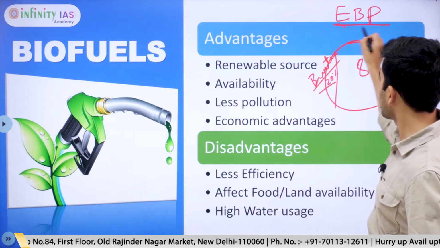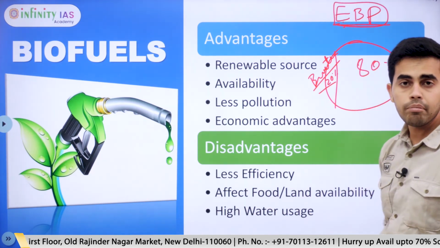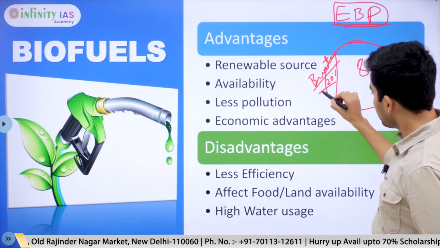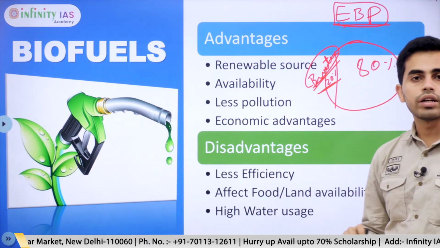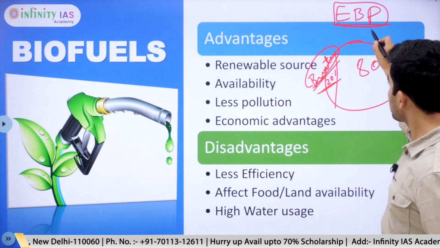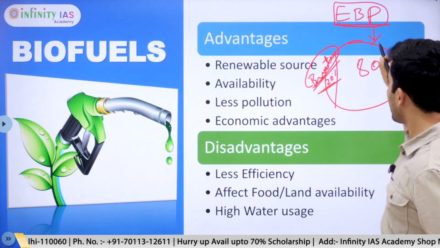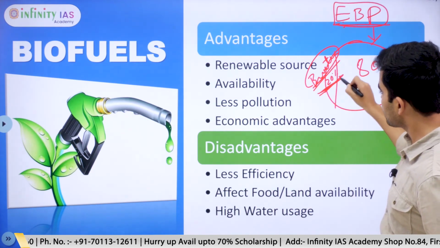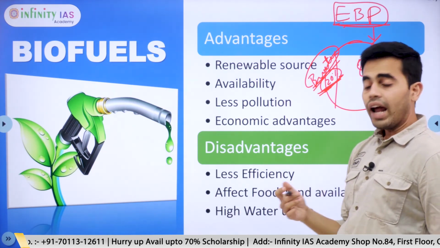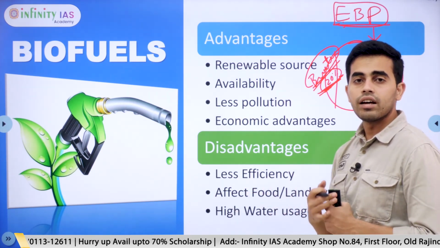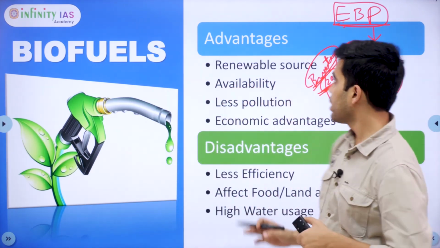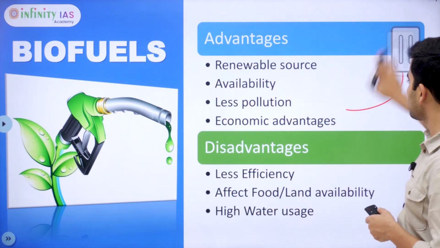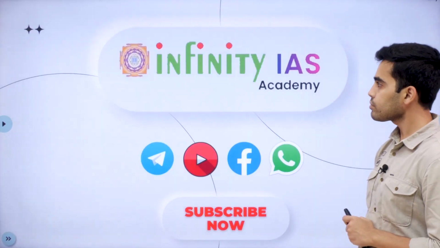So we have a program called the ethanol blending program, where we aim to introduce 20% of bioethanol in the petroleum products. Recently, the government has also increased this particular 20% target and also moved the timeline ahead. So this becomes an important topic for both mains as well as prelims examination.